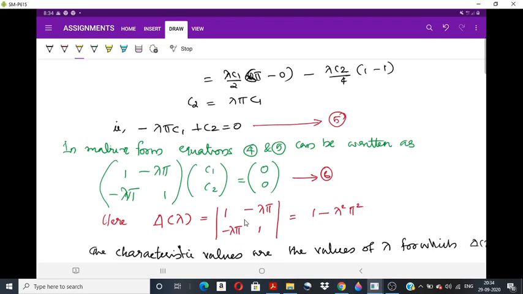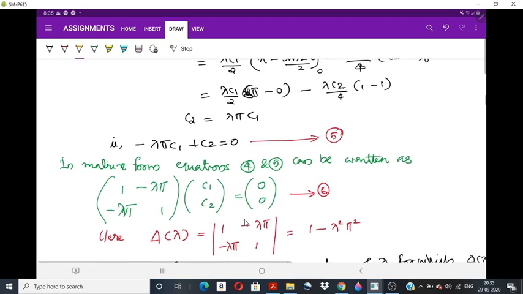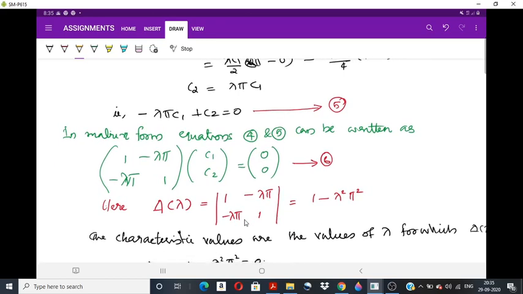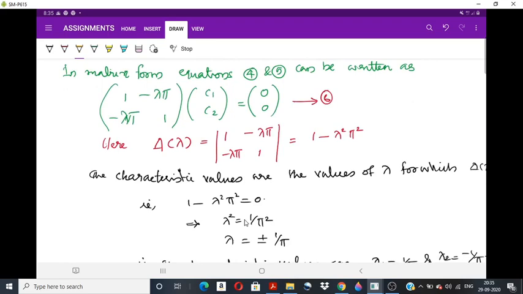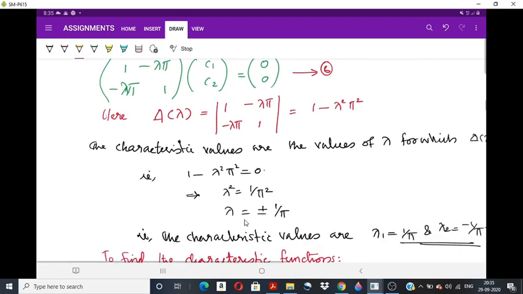And here the determinant of the matrix A, with rows 1, minus lambda pi and minus lambda pi, 1, is equal to 1 minus lambda square pi square. And we know that the characteristic values are the values of lambda for which this determinant becomes 0. That means the values of lambda for which 1 minus lambda square pi square becomes 0, or we obtain lambda as plus or minus 1 by pi.